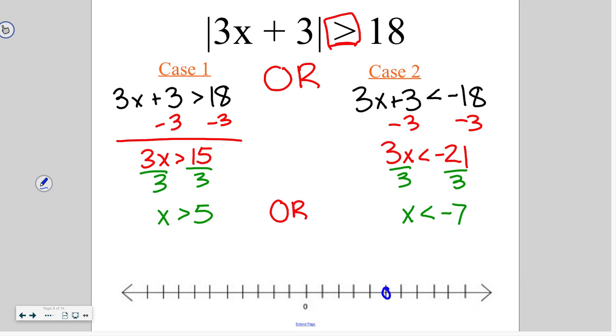So I've got my open circle, and it is getting bigger. Then case 2, I've got x is less than negative 7. So we are going to the left. Since it's an or, there's no overlap that I need to worry about or no extra shading.